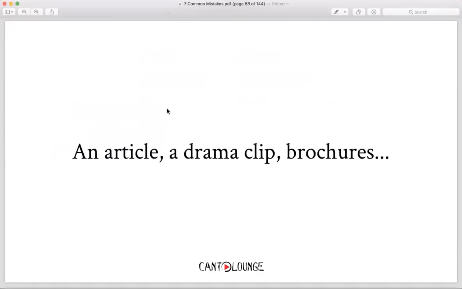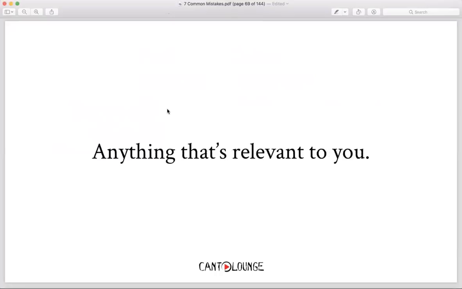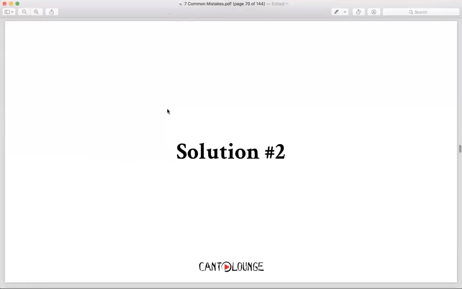It really doesn't matter what it is. It could be an article, a drama clip, or even brochures you pick up if you happen to live in Hong Kong, or just stuff you see on Hong Kong websites. As long as it's relevant, and this is the important thing, hopefully something that's interesting to you. Because if it's interesting, you'll be motivated to go through it. And second of all, it'll stick, which is really important. I'm going to talk about my top 3 recommended materials later on. But yeah, okay, moving on.